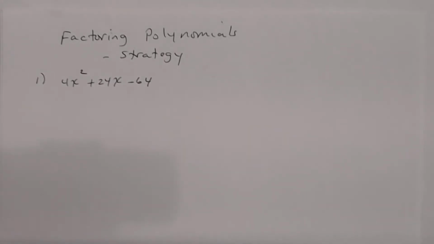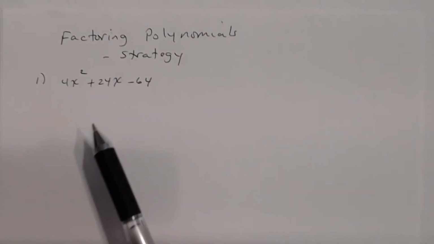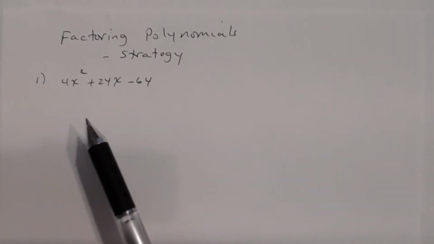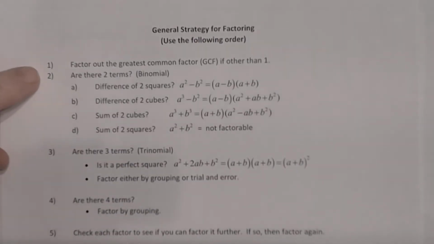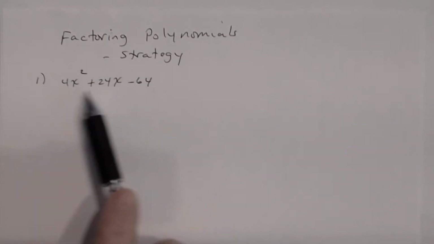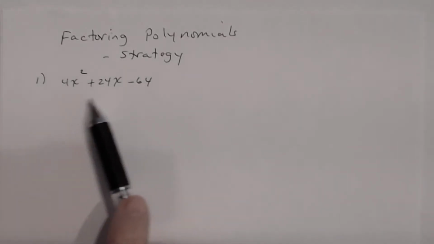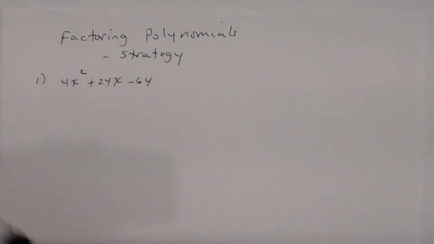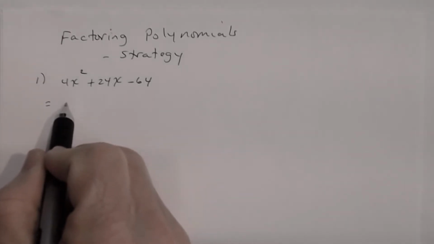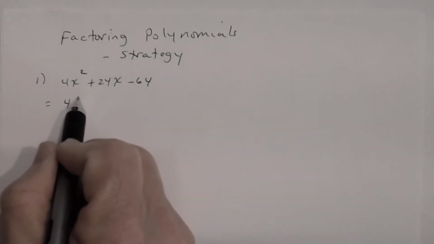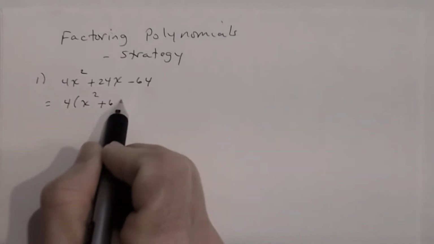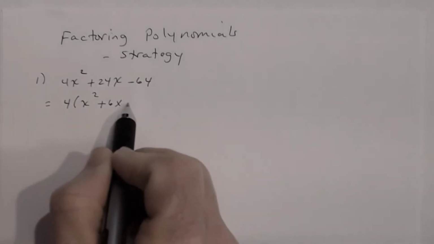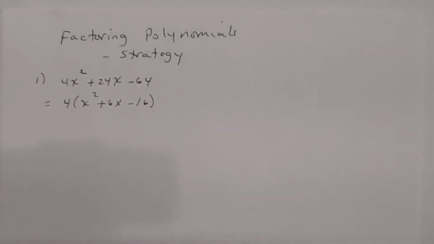Okay, so number 1, we have 4x squared plus 24x minus 64. Now remember, if you go back to our handout, the first thing you want to do is look to see if we have a GCF that's other than 1. If you look at all 3 terms of this trinomial, you see that the GCF is 4. So we can factor out a 4. When we do that, we get 4 times x squared, and then 4 times 6x is 24x, and then 4 times a negative 16 is negative 64.